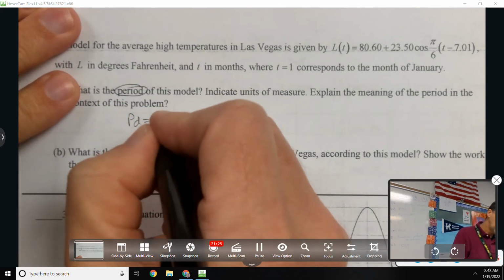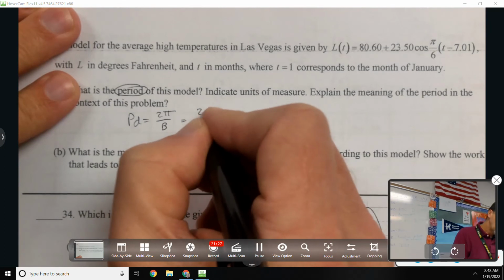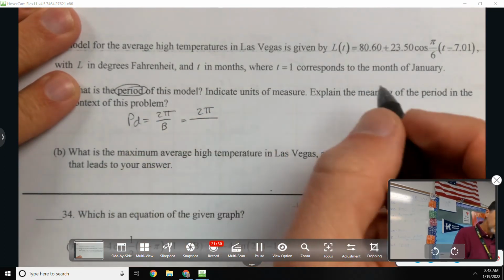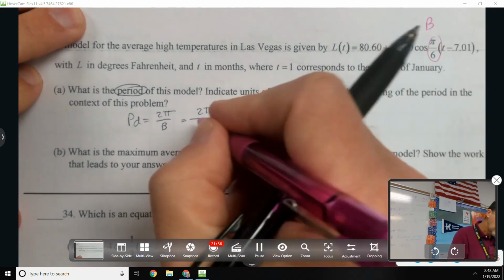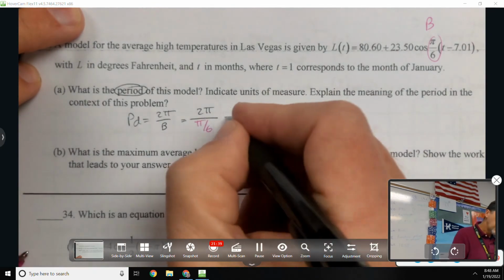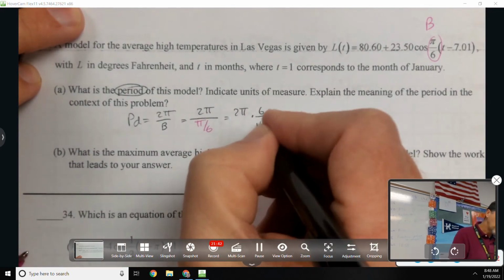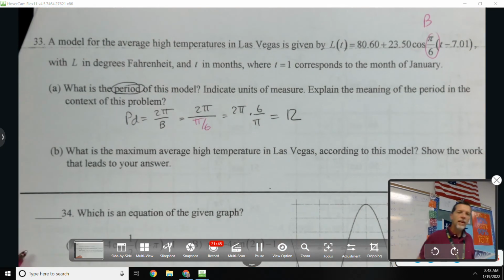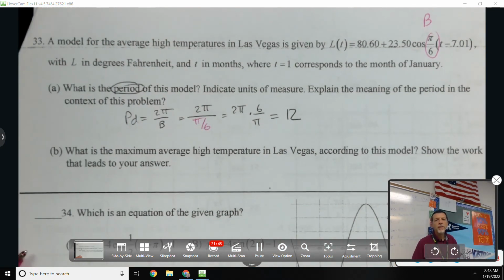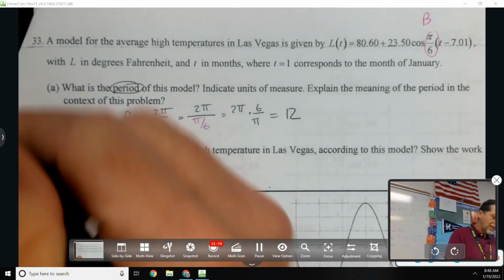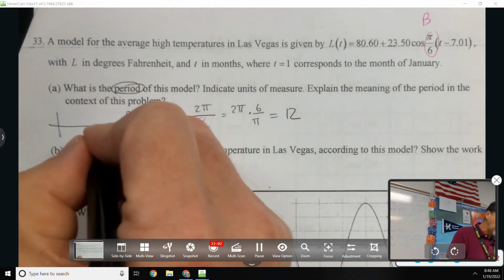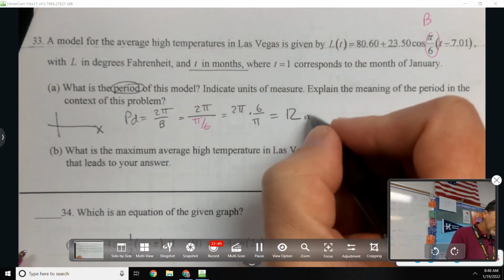So period is 2 pi over b. So 2 pi over, what's b equal to? Pi over 6. So keep it, change it, flip it. We end up with 12. Indicate units of measure. Well, let's see. T is in months. Period is like the x. If we graphed it, period is how far we're going in the x direction, or in this case, the t direction. So that's 12 months.